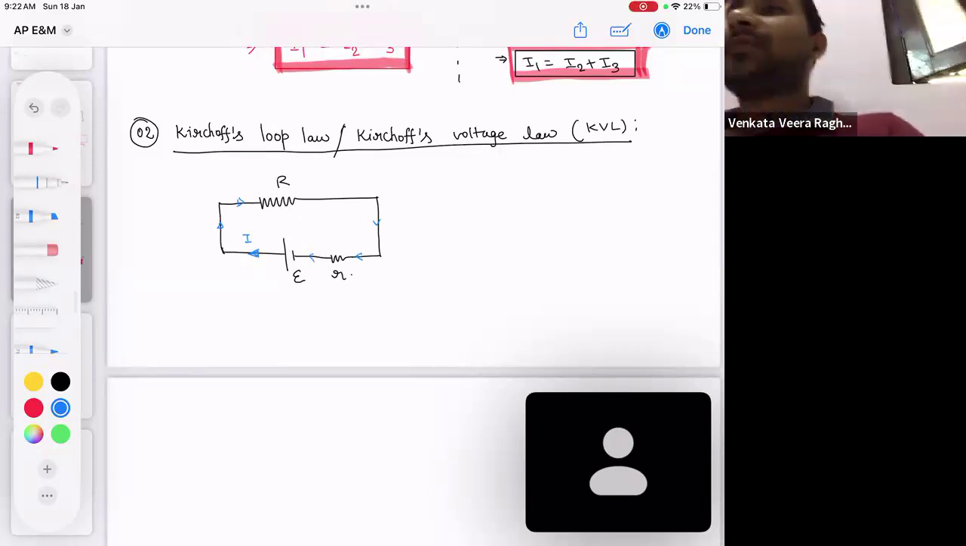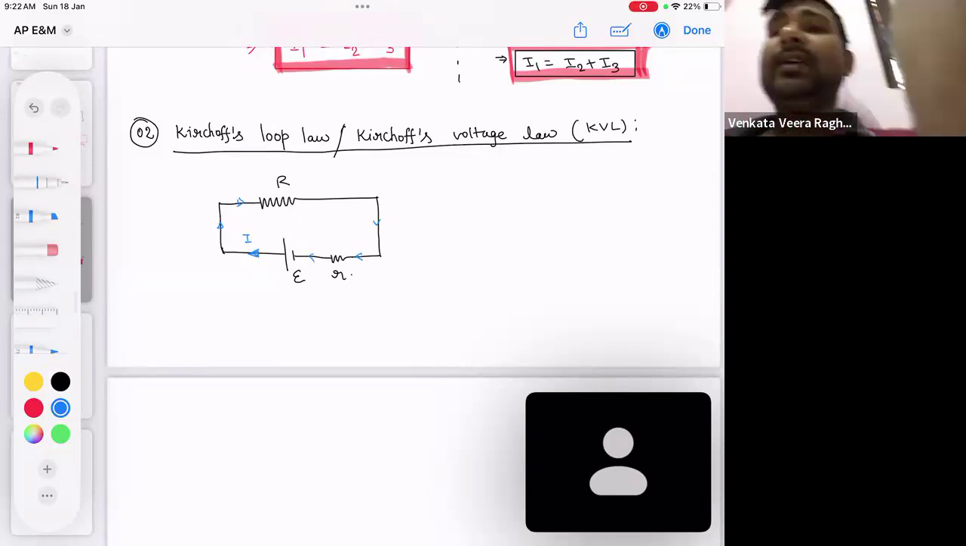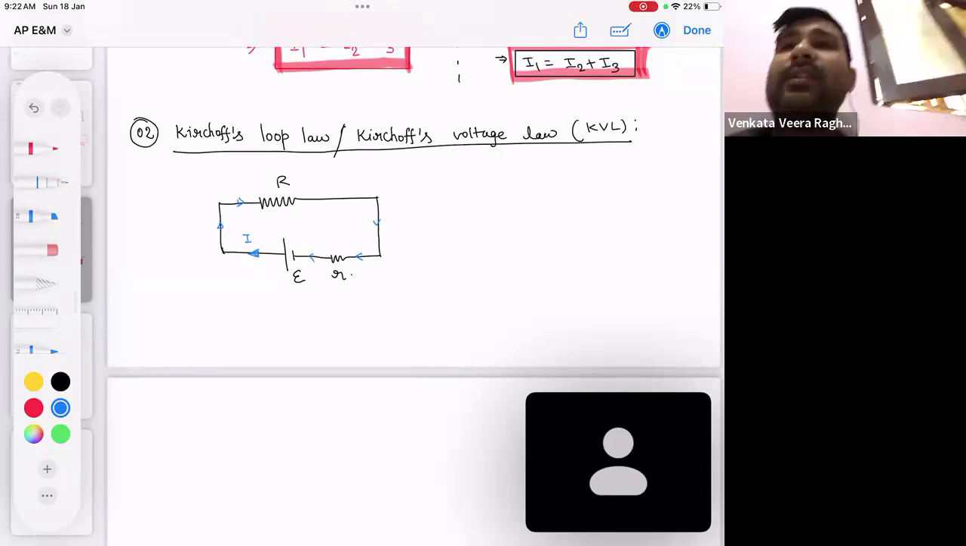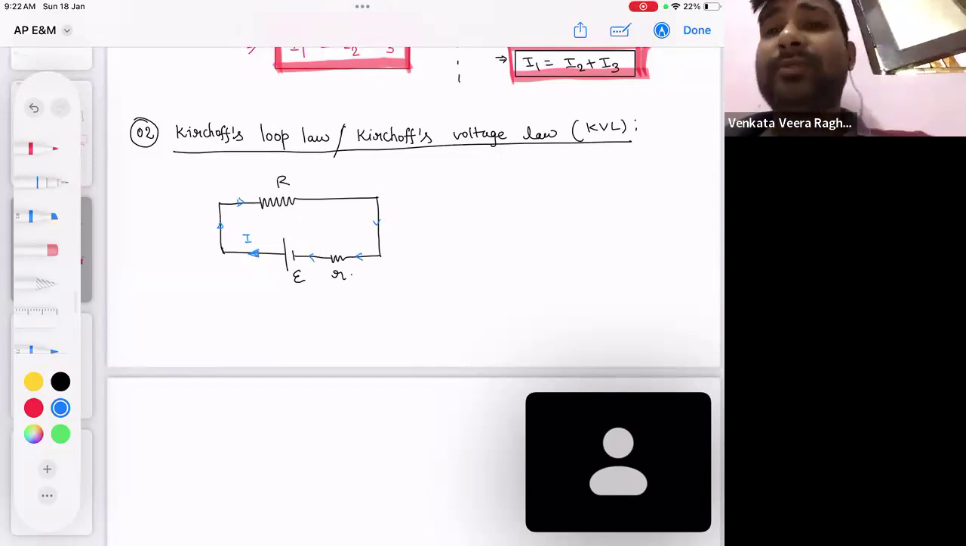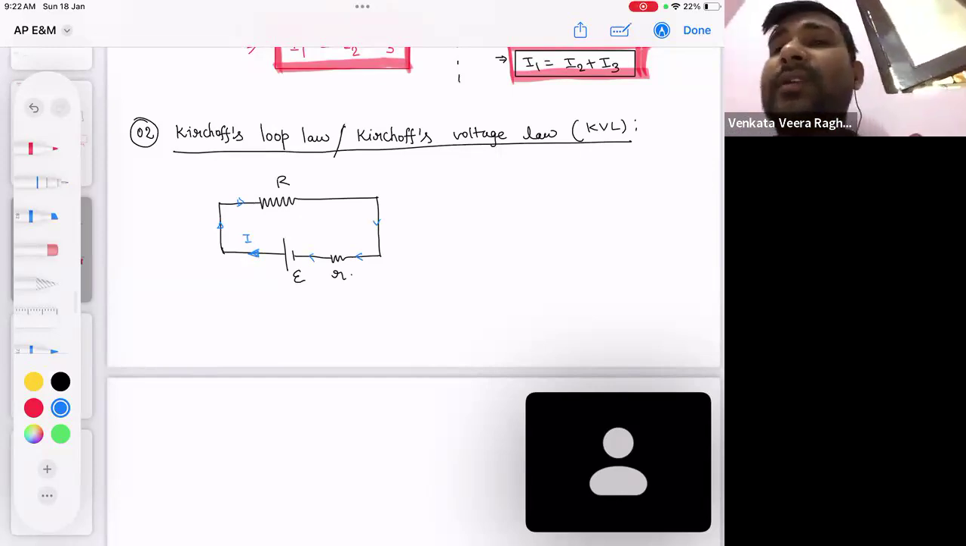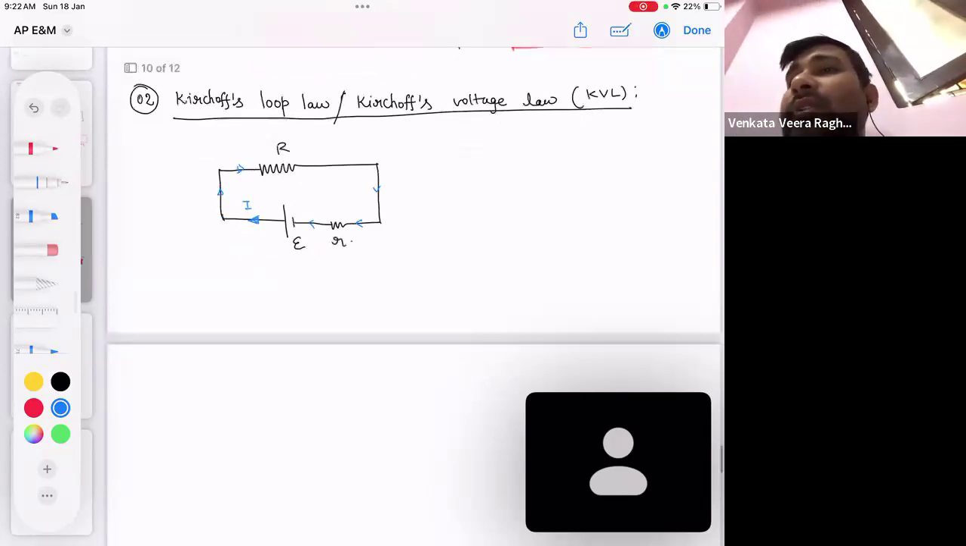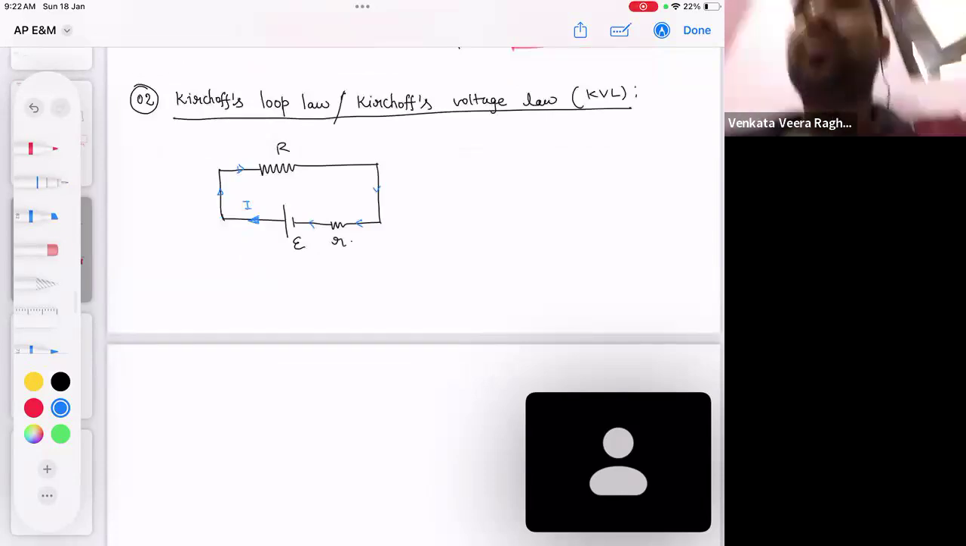How do I know the direction of current? By looking at the positive terminal of the battery. The battery will give the current in which direction? From the positive terminal of the battery, the current will be coming out. Okay. Now, what is Kirchhoff's voltage law or Kirchhoff's loop law?